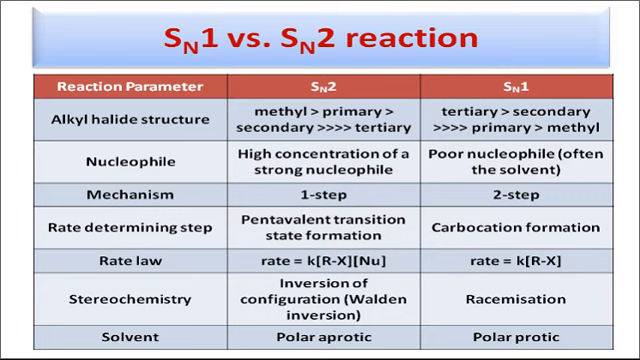Now, these are the summarized facts for the comparison of the SN1 versus SN2 reaction mechanism. First is the alkyl halide structure. We know that for methyl, primary alkyl halide, secondary and tertiary alkyl halide, the reactivity order for the SN2 reaction is this, in which methyl is the most reactive and the tertiary halide is the least reactive. Similarly, this is opposite for the SN1 mechanism, in which tertiary halides are most reactive and the methyl halides are the least reactive for the SN1 mechanism.